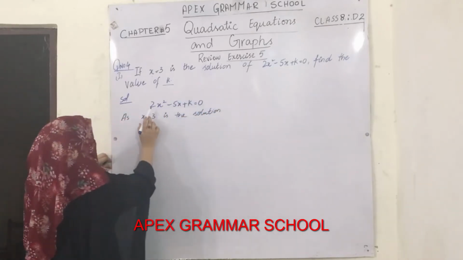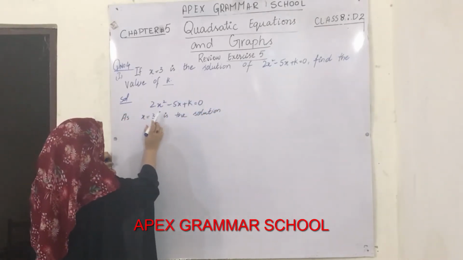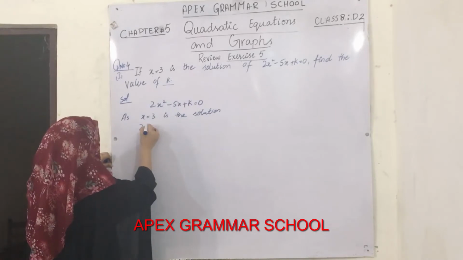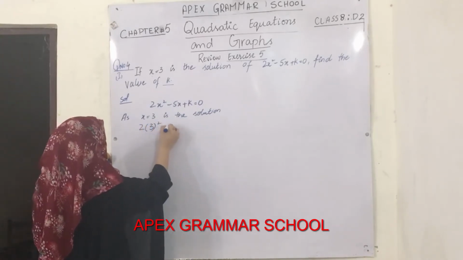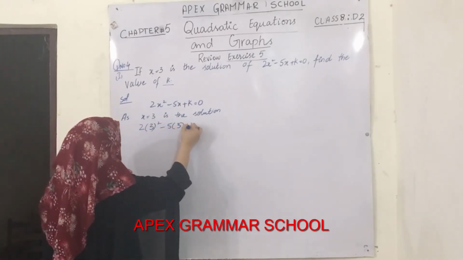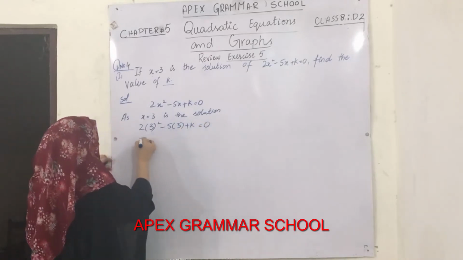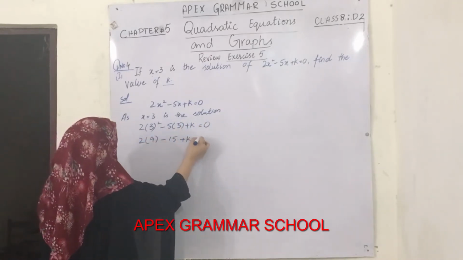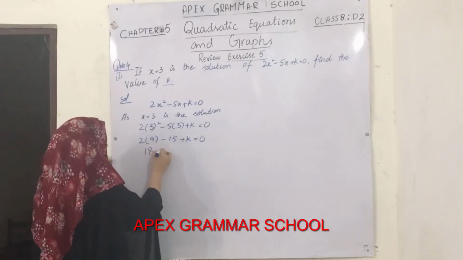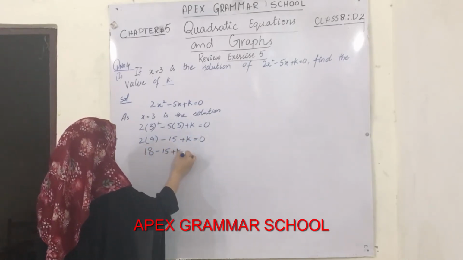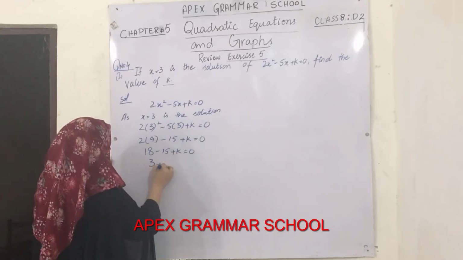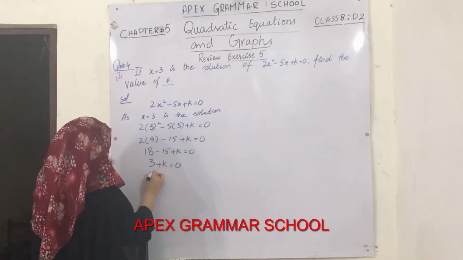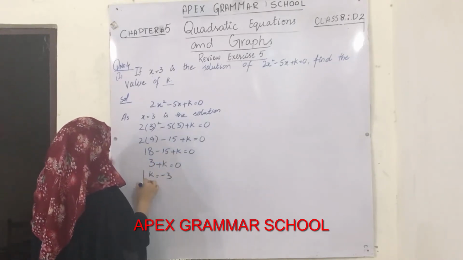So I am going to replace x with 3: 2(3)² − 5(3) + k = 0. 2 into 9 − 15 + k = 0. 18 − 15 + k = 0. 3 + k = 0. k = −3.